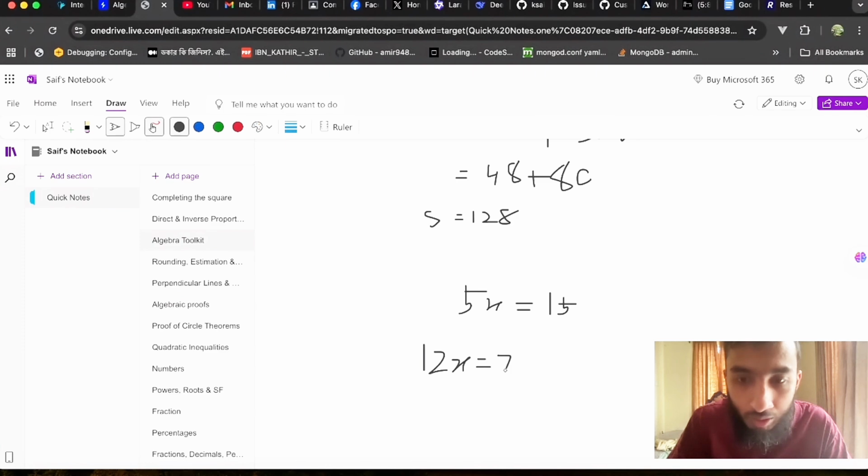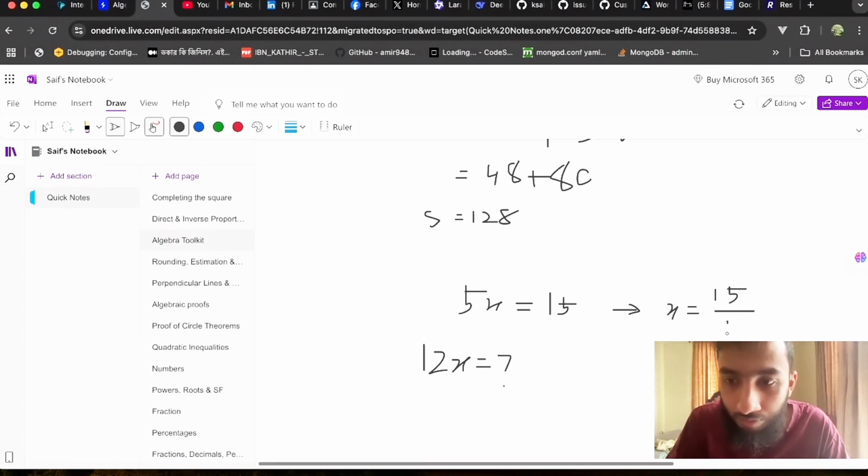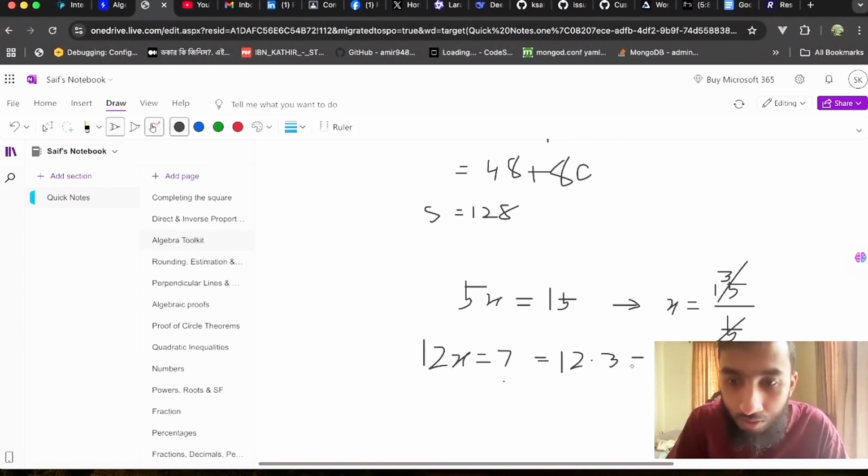12x is what? As you can see, if 5x is 15, x is 15 divided by 5, which is 3. So if x's value is 3, then 12x is 12 multiplied by 3, which is 36. So the value of 12x is 36.